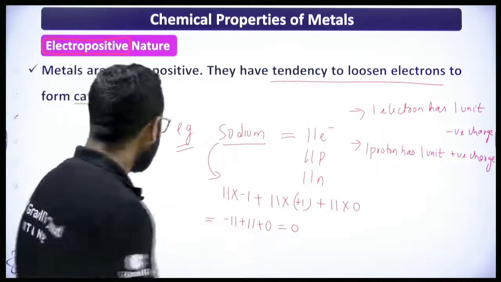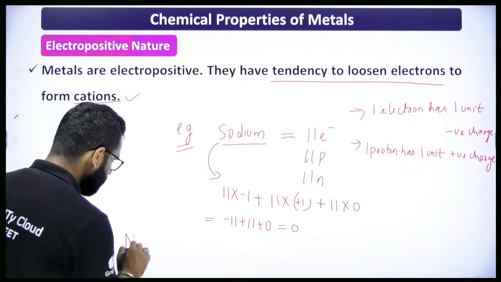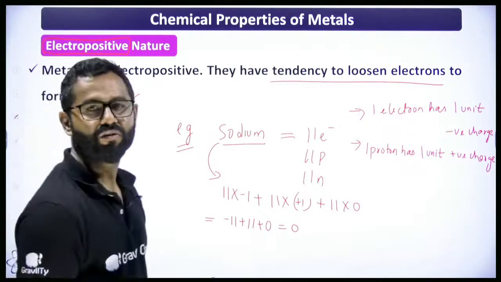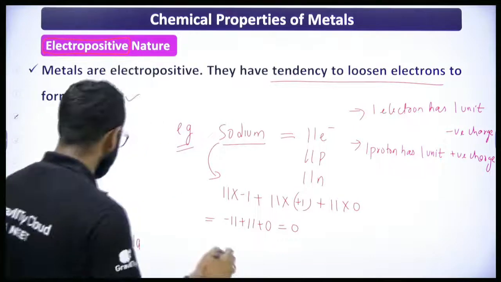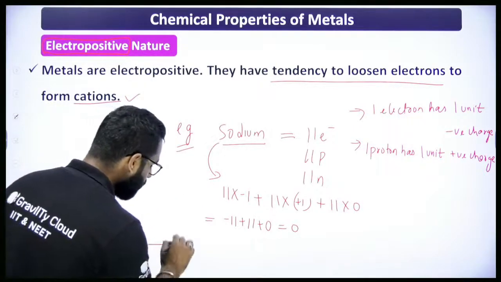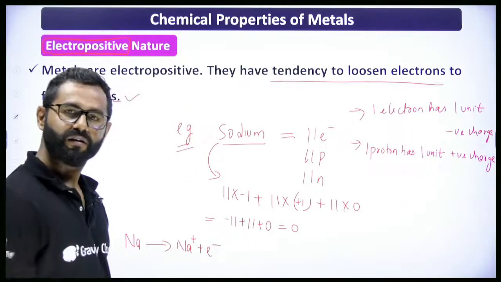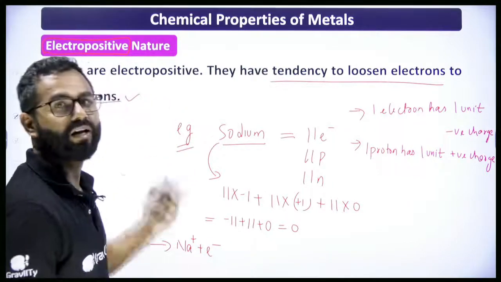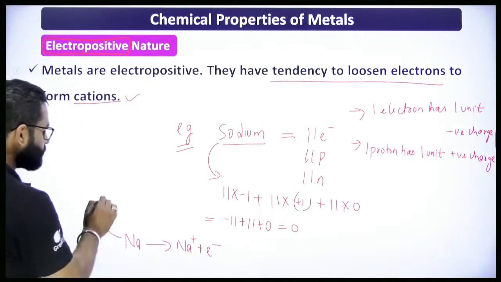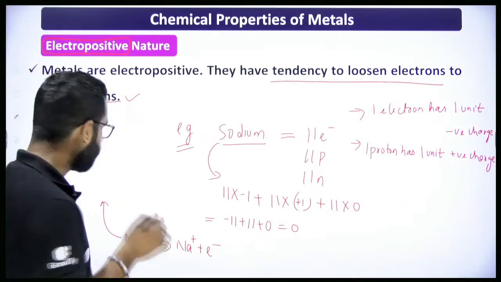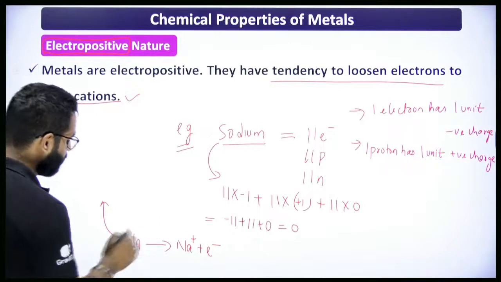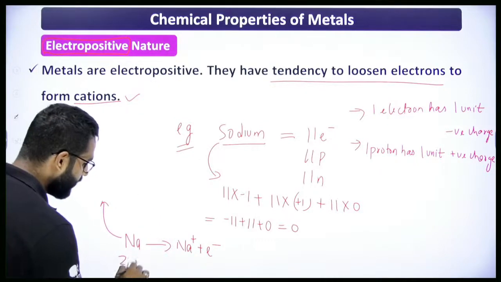Now suppose this sodium atom loses one electron. So what will happen? It will form the Na plus ion along with the electron. When this atom loses one electron, we know what is the electronic configuration of sodium. It contains 11 electrons and we write it as 2, 8, 1.